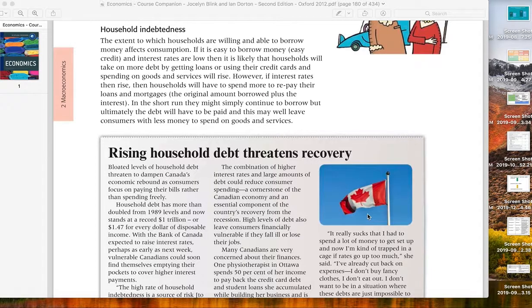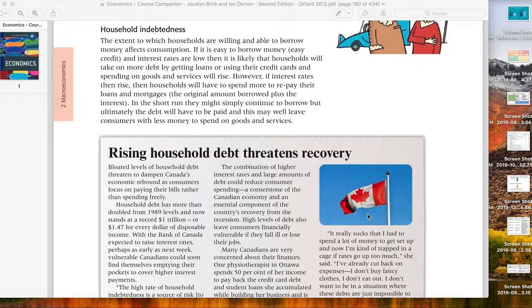Another factor that can play a part in shifting the aggregate demand curve is household indebtedness. So how much households are willing and able to borrow affects consumption. If it's easy to borrow money, for example you're given a lot of easy credit and the interest rates are low, then it's more likely that households will take on more debt, getting loans and using those credit cards, and then spending rises.